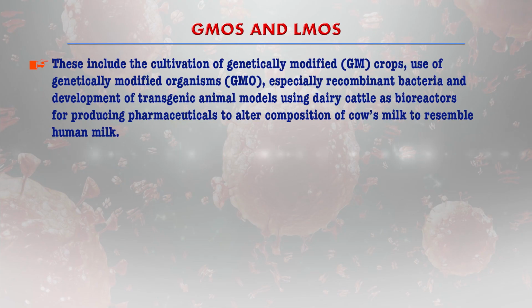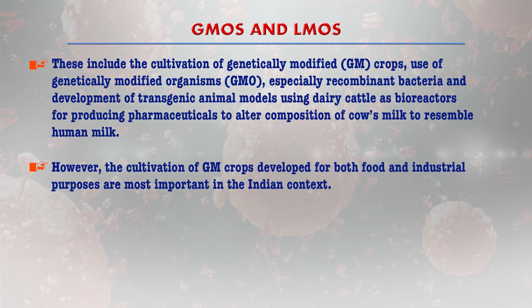In this case, these include the cultivation of genetically modified or GM crops, the use of genetically modified organisms, especially recombinant bacteria, and the development of transgenic animal models using dairy cattle as bioreactors for producing pharmaceuticals. They can alter the composition of cow's milk, for example, to resemble human milk. This is just an example. However, the cultivation of GM crops developed for both food and industrial purposes is most important, in fact, in the Indian context.